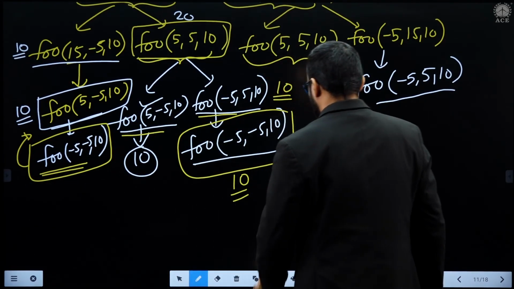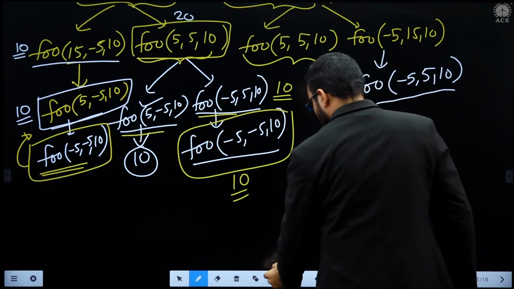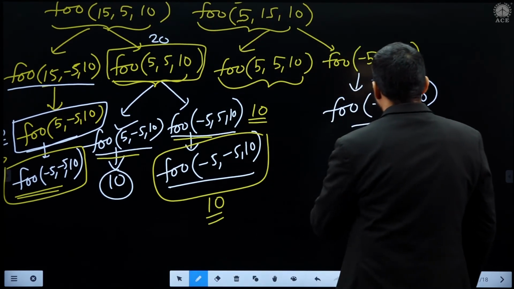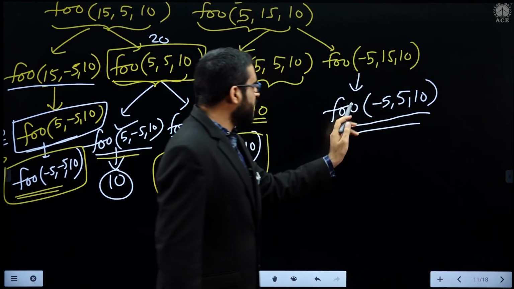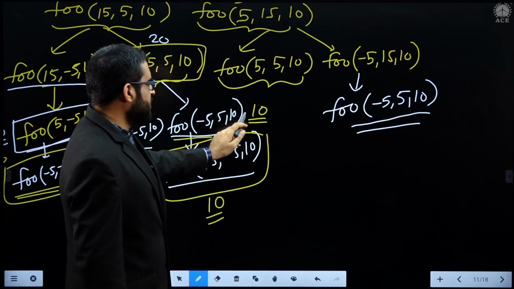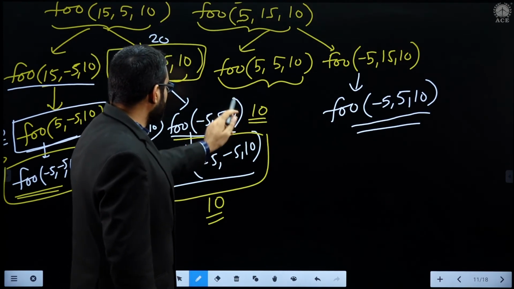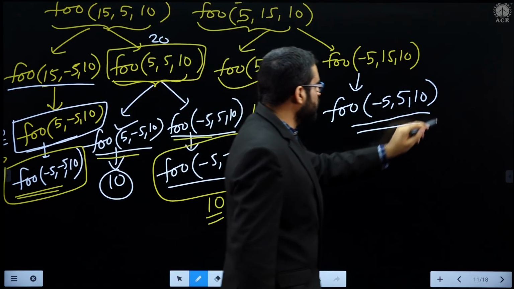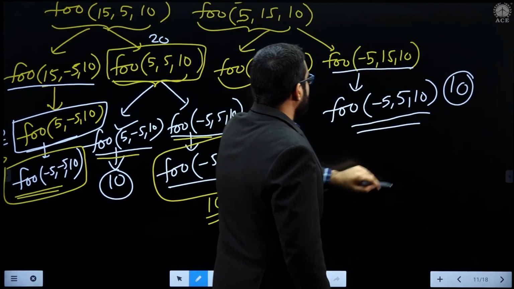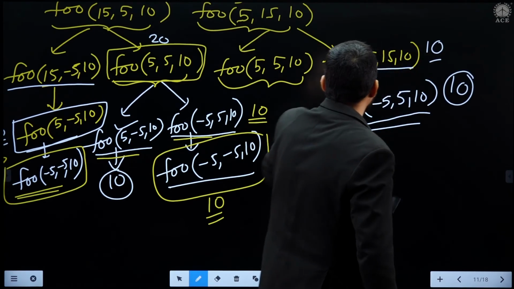Next, let's see the remaining. So here you can see that this function call, foo(-5, 10), is the same as foo(-5, 10). This function call is returning the value 10, so this will also return the value 10. Hence this function call will return the value 10.